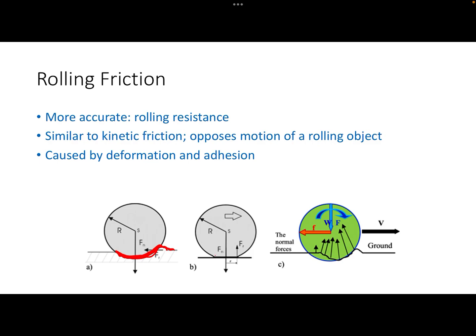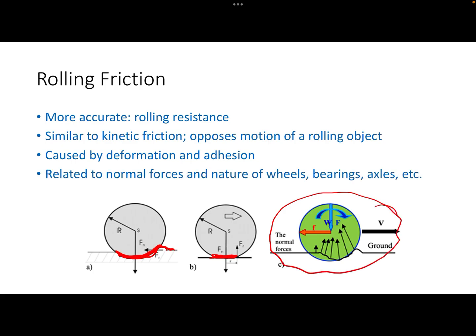The other deformation that occurs is that the rolling surface, the round surface, actually flattens a little bit. And then there's some stickiness. The surfaces stick together a little bit, and the end result is this really complicated pattern of normal forces that's determined by the nature of the materials, including wheels and bearings and axles and everything else.